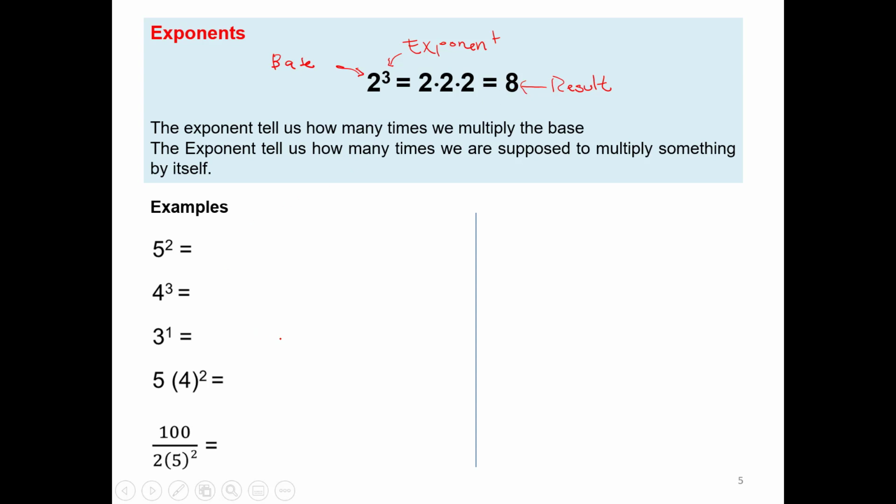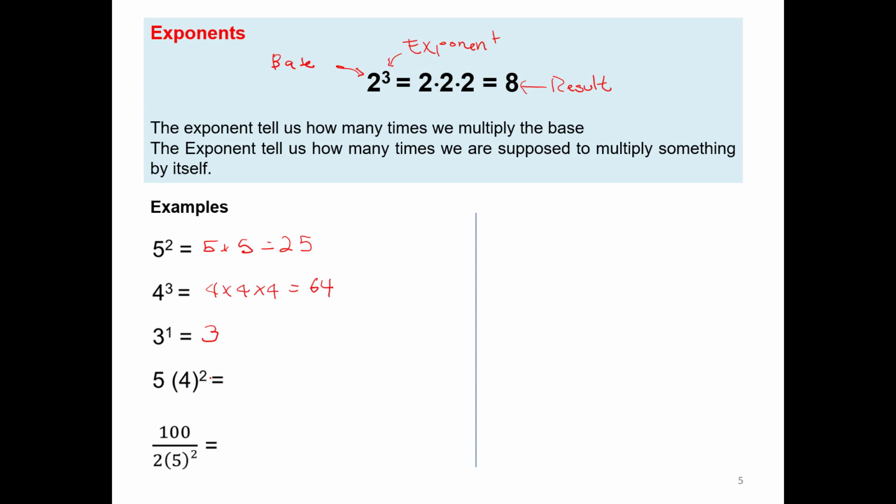Then let's quickly solve these few examples we have here. 5 to the second power will be 5 times 5, which is 25. 4 to the third power will be 4 times 4 times 4: 4 times 4 is 16, and 16 times 4 will be 64. 3 to the first power will be just 3.